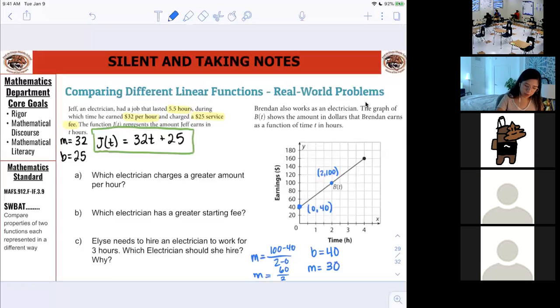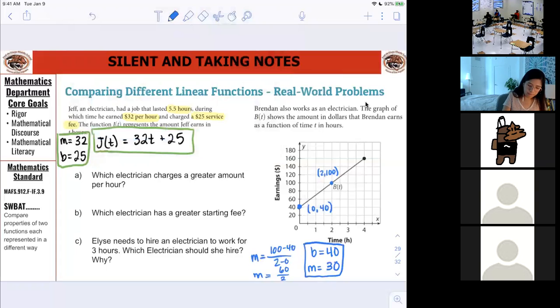Okay, so I've got the slope, I've got the y-intercept, and then let's go back to that equation we wrote for Jeff. We also know the slope and the y-intercept right here. So now we have all the information we need. Let's go ahead and try and answer these questions. A, which electrician charges a greater amount per hour? Jeff or Brendan? Brendan.